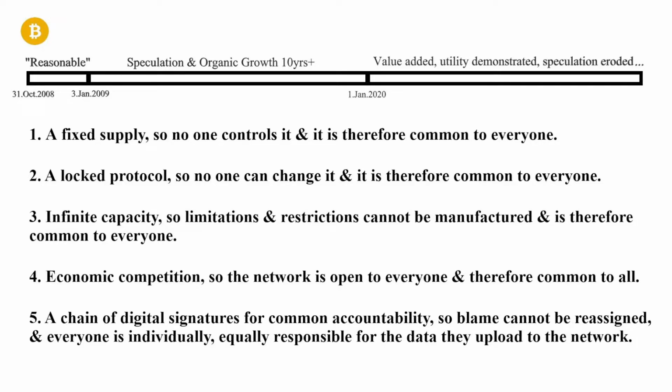Everything about the network must be common. It must be common in every aspect. So each and every aspect must not have a central point of authority or control. So, starting from the top, we can see a timeline. The first date we have on the timeline is the 31st of October 2008. Now this represented the release of the white paper.